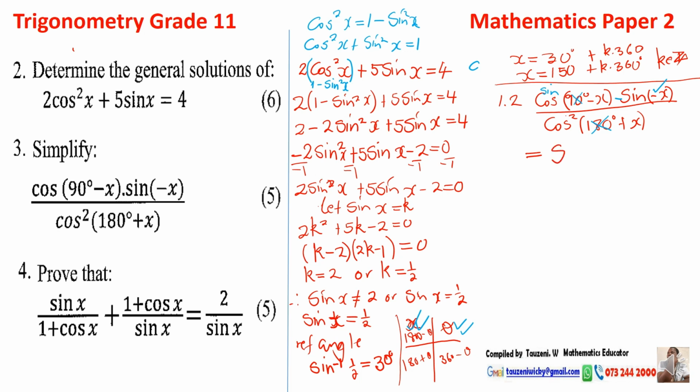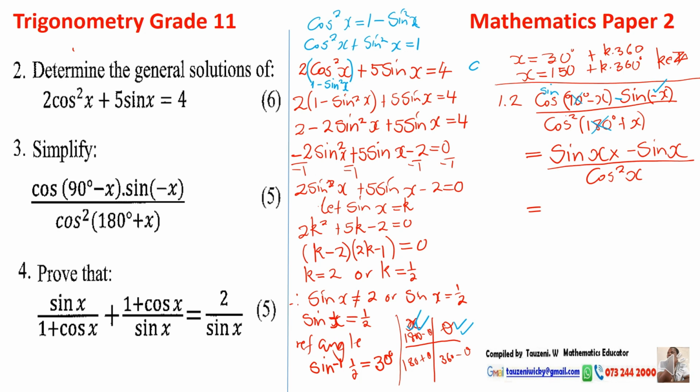The first one changes into sine x after applying the cofunction one. The next one changes into negative sine x. It is a negative angle, so the negative for sine does not go away because sine is negative in the fourth quadrant. The bottom one, 180 falls away, it becomes cos squared x. The cos of 180 plus x is equal to negative cos x, but because of the square, it squares the negative back to positive. That is why my denominator is a positive cos squared x.